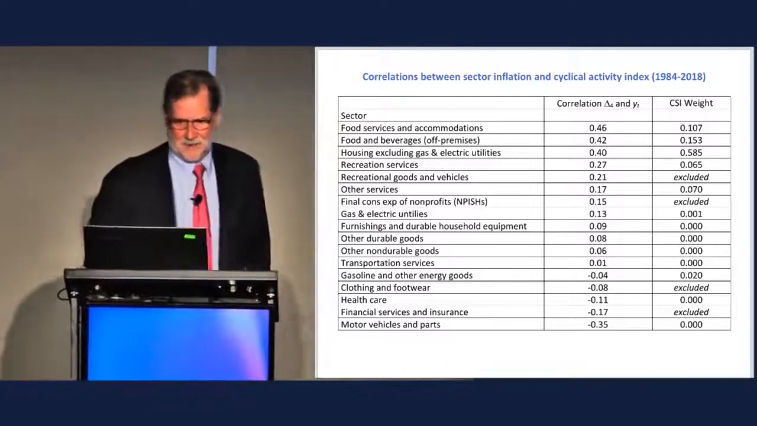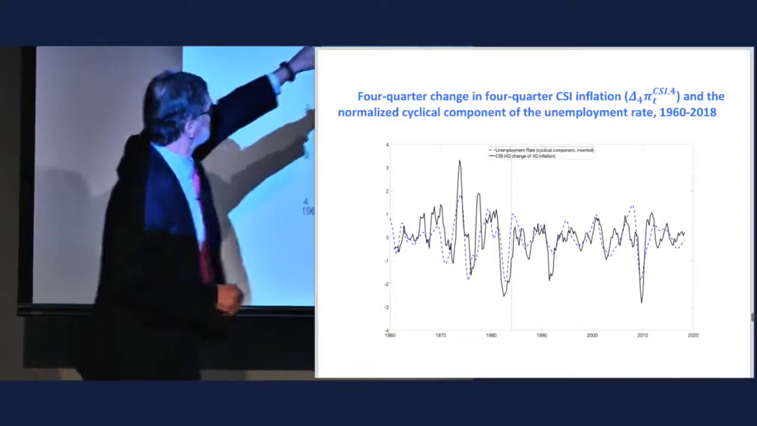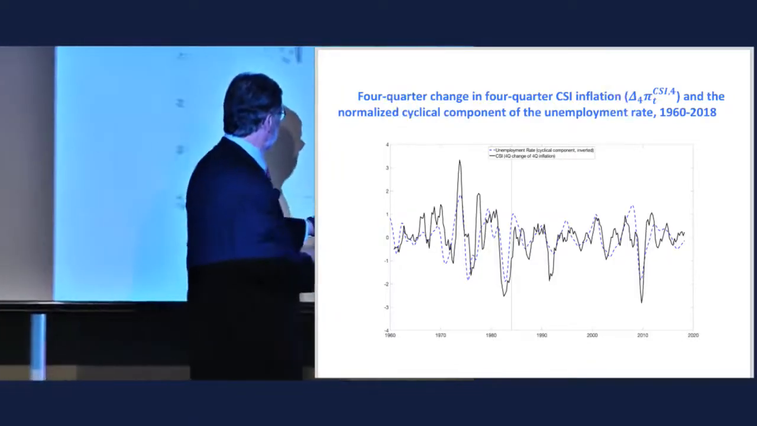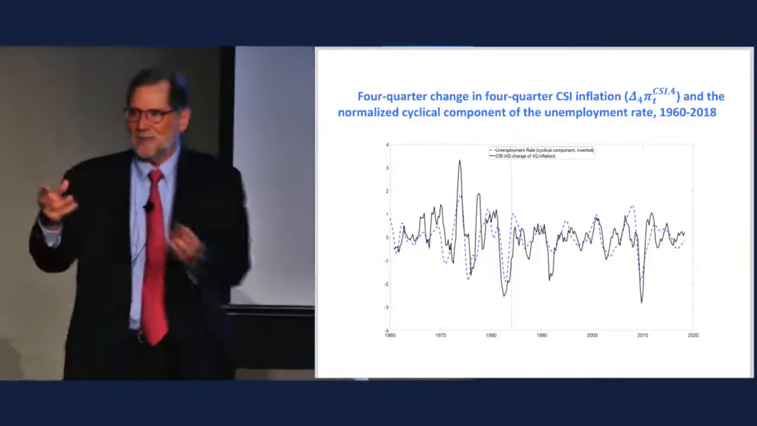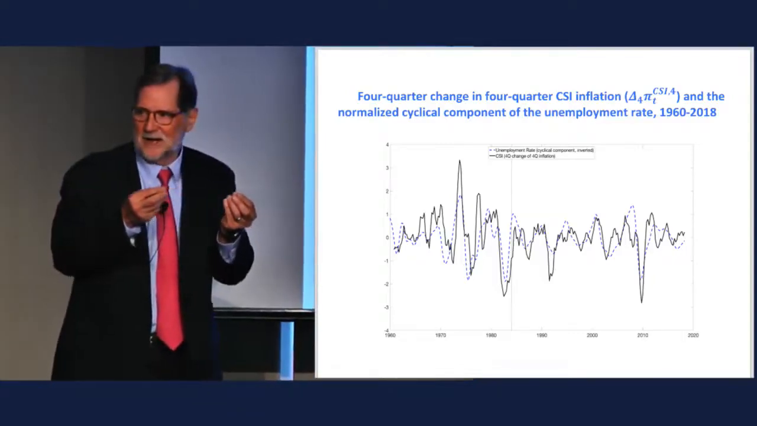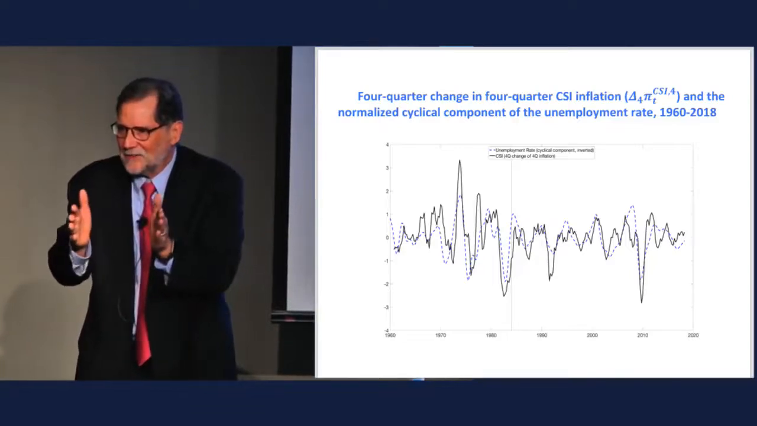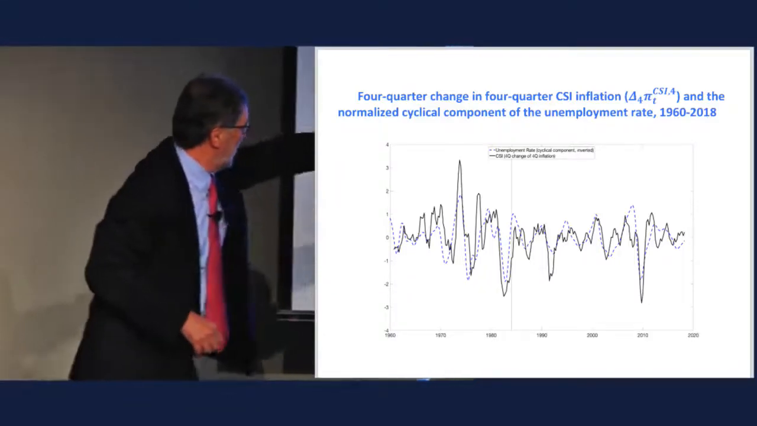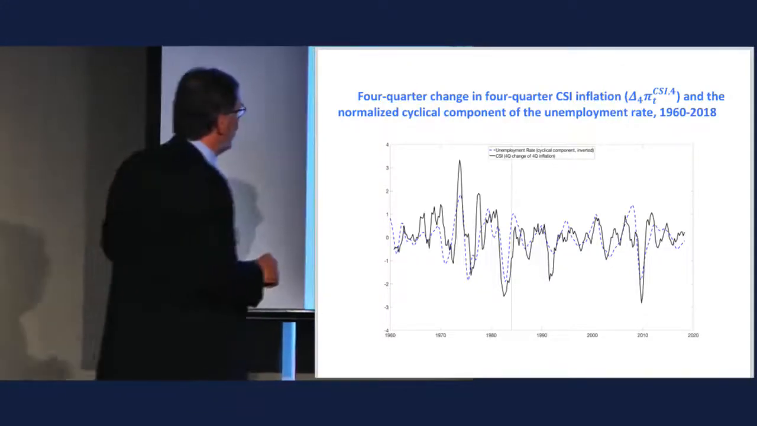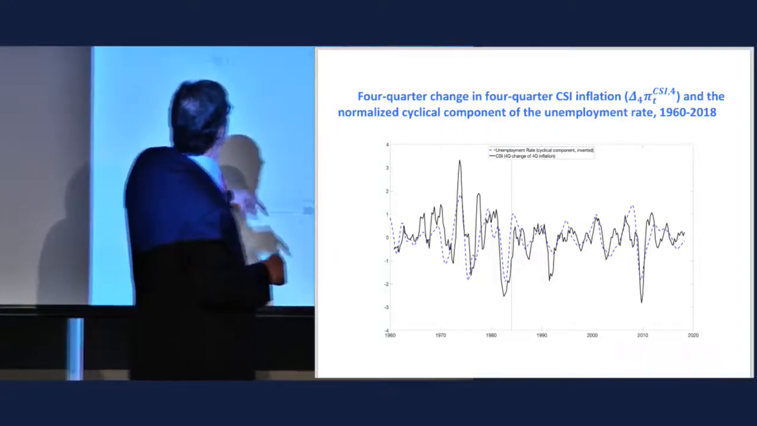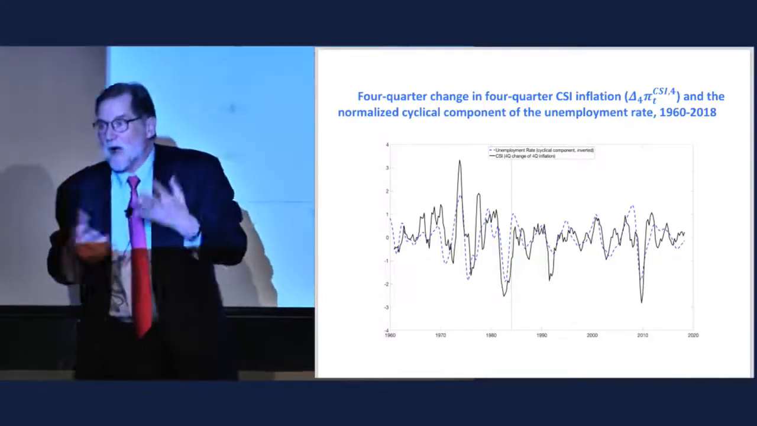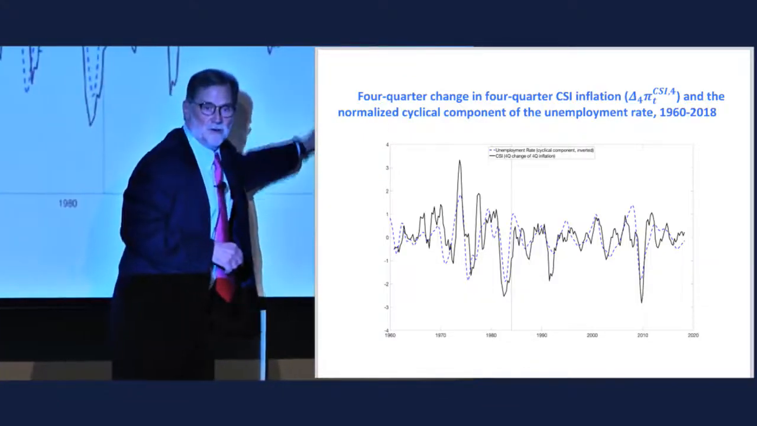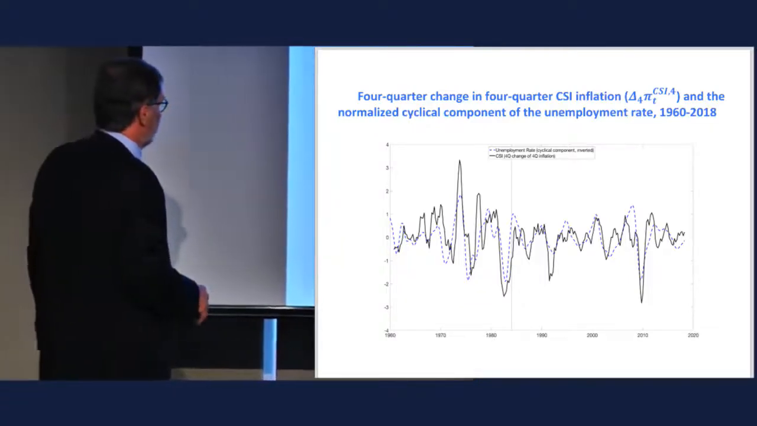So what does this look like? Here's the black curve plotted there. We did this estimation post-1984, because when we looked at some of these inflation measures, the way they were measured changed in the mid-80s. So our estimation period is here. The black curve is the change in inflation, this CSI, and the blue dashed curve is the cyclical component of the unemployment rate. It looks inverted, so this measure goes down a lot during recessions. When it goes down, slack goes up.